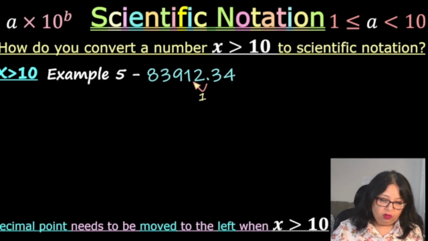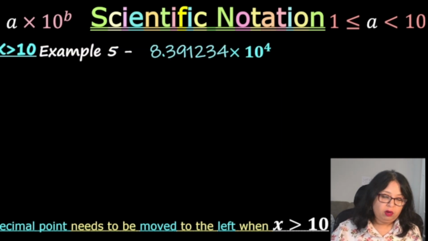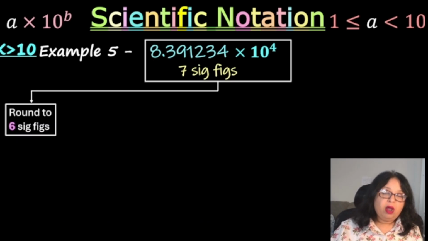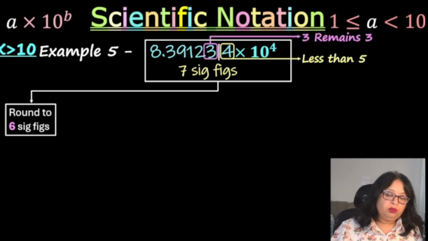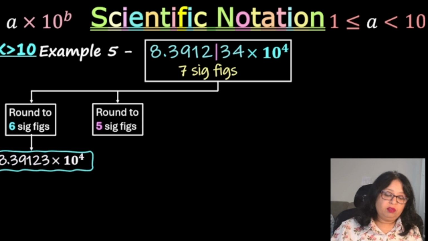Alrighty. So we're going to move the decimal over to the left by 4 places. Therefore the answer is 8.39234 times 10 to the power 4. How many sig figs are there in this number? 1, 2, 3, 4, 5, 6, 7. 7 sig figs. Round off to 6 sig figs. Draw this line. To the right of the line there's only 1 digit and that digit is less than 5. So therefore the number to the left of the line remains as is, and that is rounded off to 6 sig figs now.